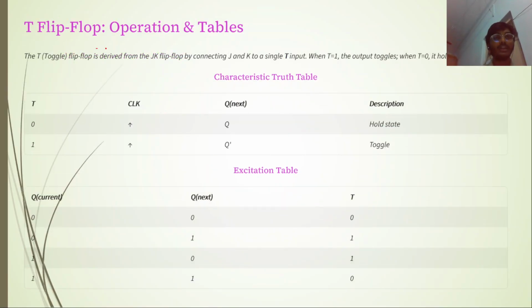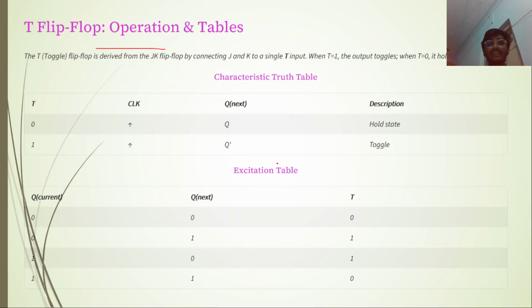T flip-flop operations and truth table. The T means toggle. The T flip-flop is derived from the JK flip-flop by connecting J and K to a single T input. When T is equal to 1, the output toggles. When T is equal to 0, it holds state. You see here, T is equal to 0, clock is on, it gives hold Q state, which means the present state is the output. When T is equal to 1, it gives the Q bar toggle state.